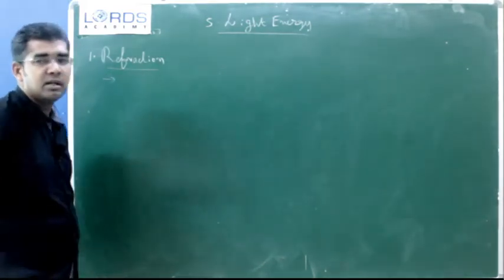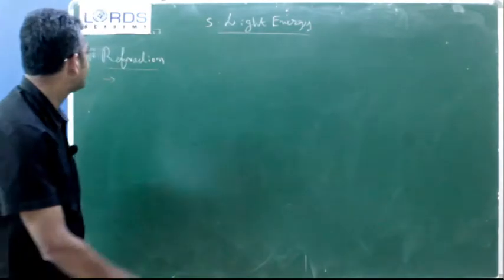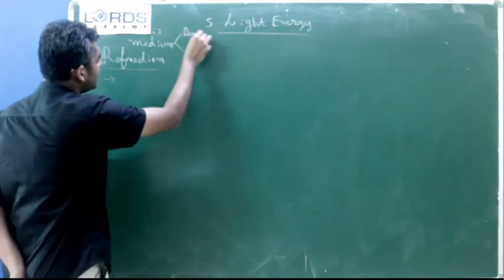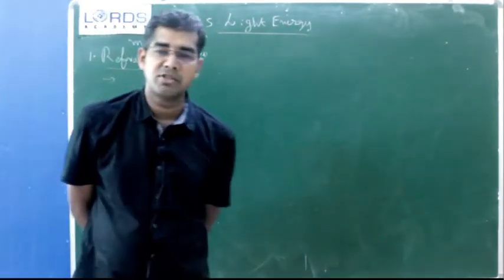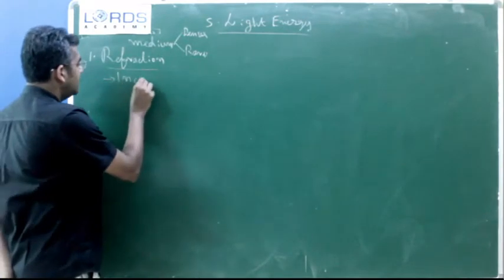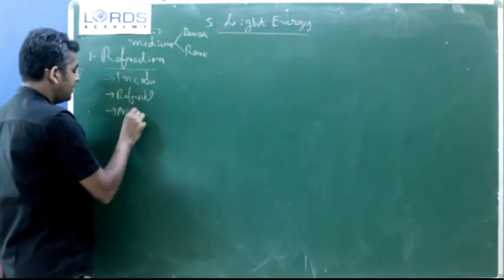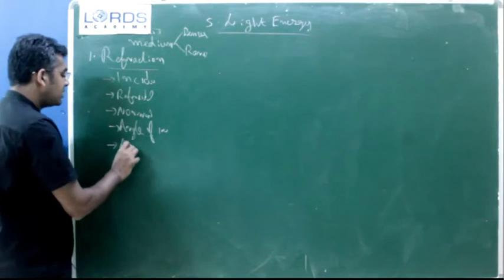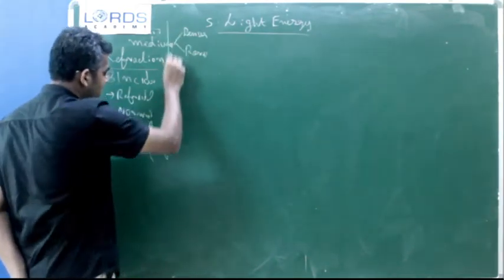The first term related to refraction is about medium. We have two mediums that we discussed yesterday. The first one is the denser medium, and the second is the rarer medium. Now I'm asking about the terms related to refraction. Incident ray, refracted ray, normal, angle of incidence, angle of refraction. Great. These were the major discussions we did yesterday.